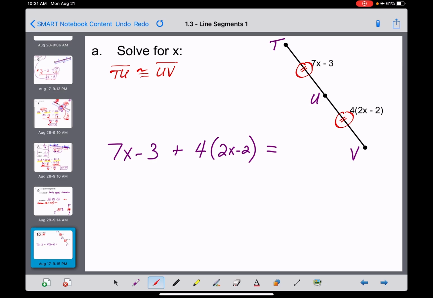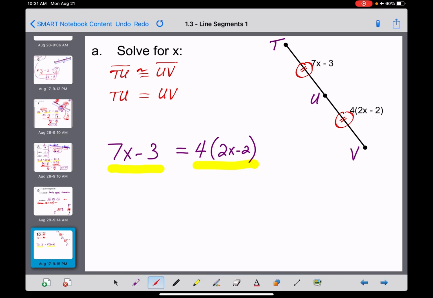And what that means for two segments to be congruent is that the measure of segment TU has to be equal to the measure of segment UV. That means I can make a little change in this equation right over here, guys, and the measure of TU, which is 7x minus 3, must be equal to the measure of UV, which is 4 times the quantity of 2x minus 2. You don't need the length of the third big segment right there, guys. If they've given you tick marks, you know that you can set these two equal to each other.